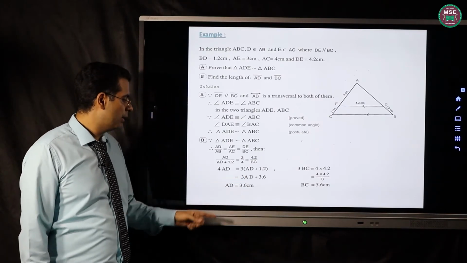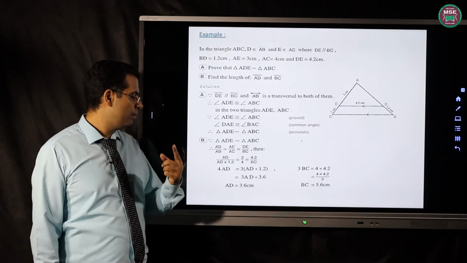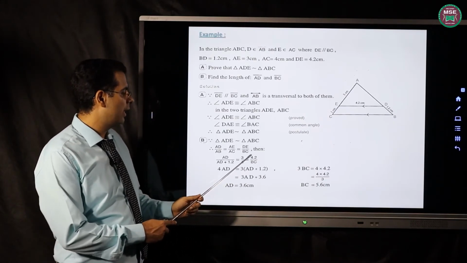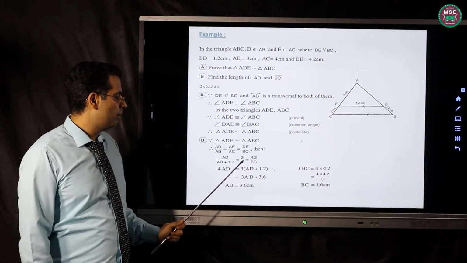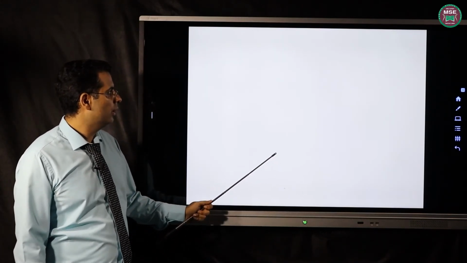3AD comes here by negative sign. 4AD minus 3AD gives me 1AD, therefore AD equals 3.6, and we can get BC by using cross multiplication: 4 times 4.2 over 3 gives me 5.6. Okay?